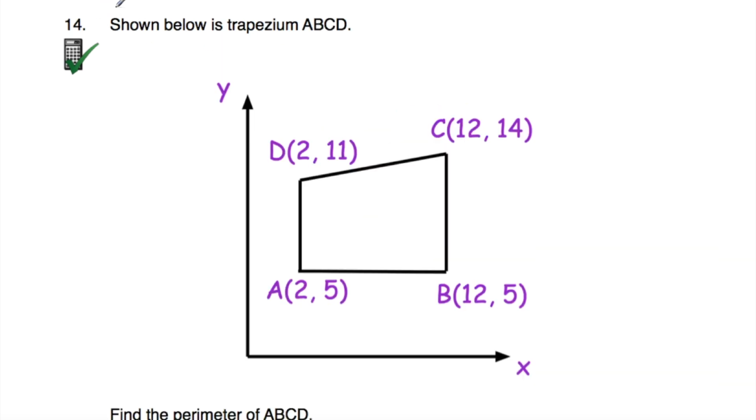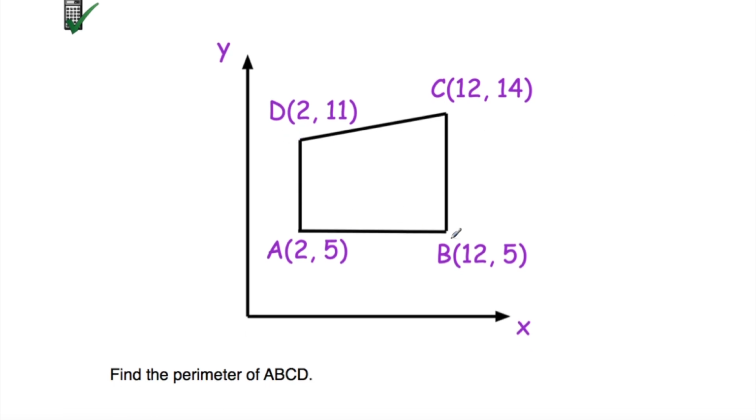Okay, so let's have a look at our next question, question number 14. So question number 14, we've got trapezium ABCD, and we've been asked to find the perimeter of ABCD. So we want to find the perimeter of this trapezium. So in terms of finding the perimeter of this trapezium, we need to add up the lengths of the four sides.